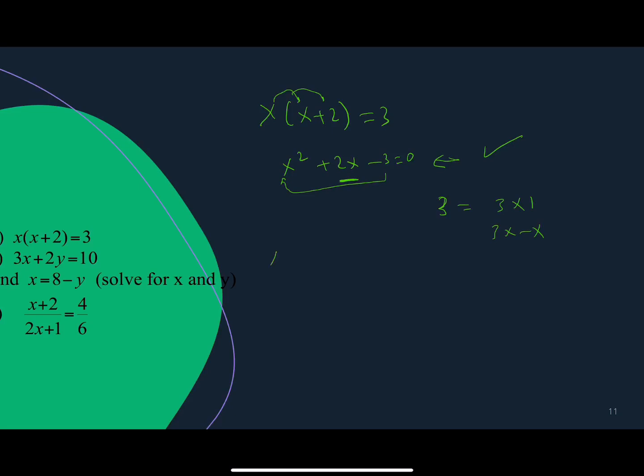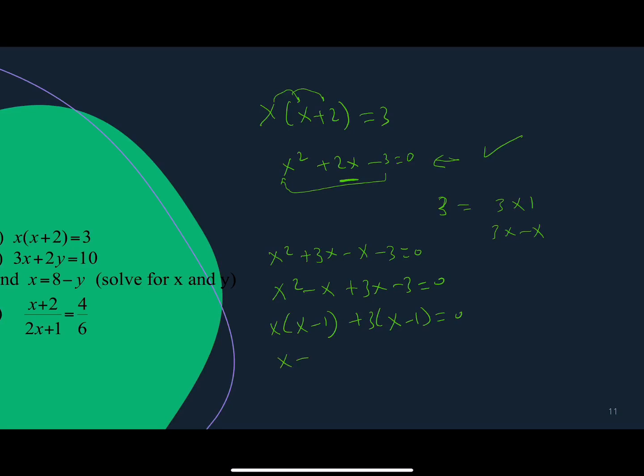So if you apply this, x squared plus 3x minus x minus 3 equals 0. Rearrange the equation just to make it easier to find the common factor. x squared minus x plus 3x minus 3 equals 0. Take x as a common factor, x minus 1 here, plus 3, take it as a common factor, 3 times x minus 1 equals 0.